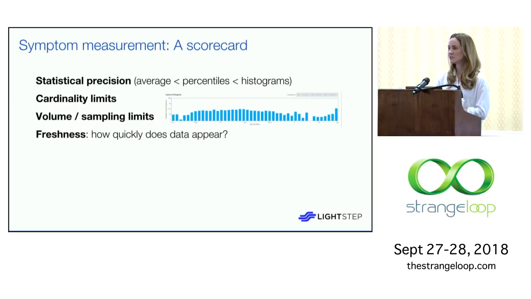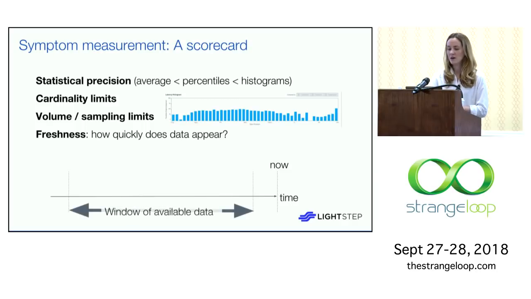Then there's two other dimensions that are important that people usually don't think about until they realize that their system doesn't have them, and then they feel sad. The first is freshness. How quickly does data appear? If you look at a timeline where this is now, your system almost never provides data right up until now. There's some gap between the current time and the data that you can view in the metric system.